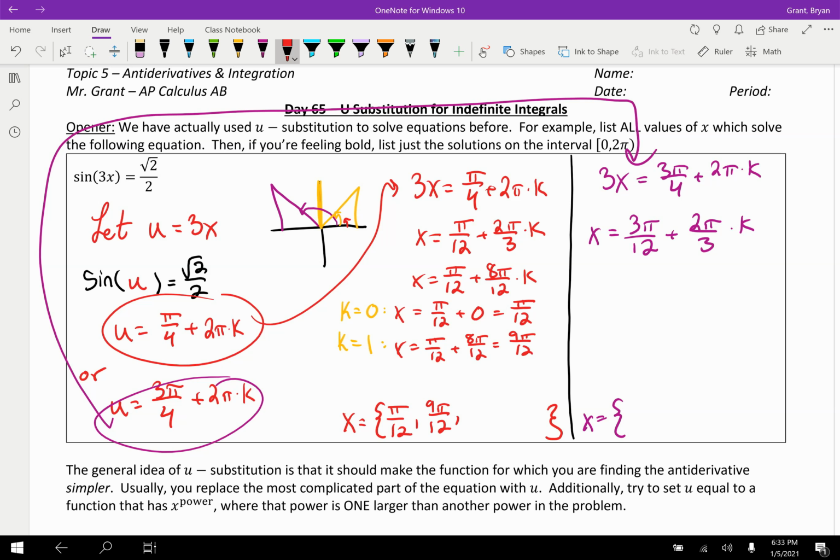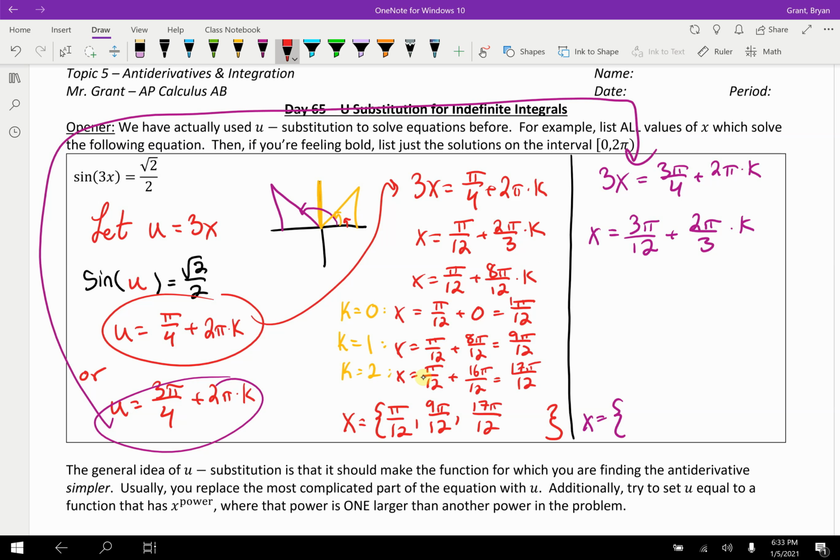So we're going to keep going through here, but I think we can see the pattern. We went from 1 to 9 because we had to add 8. So when I do k equals 2, this is going to be x equals pi over 12 plus, now I have 2 of these guys, which is going to be 16 pi over 12. And so that ends up with 17 pi over 12. So 17 pi over 12 is good as well.